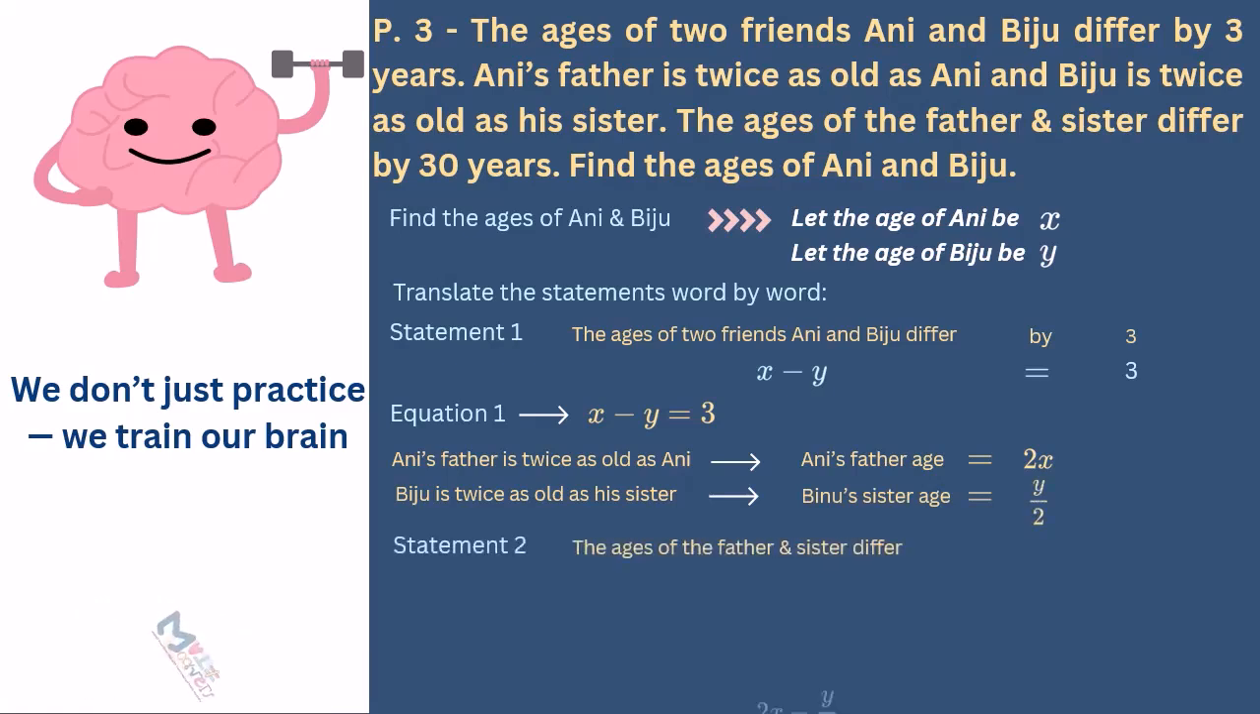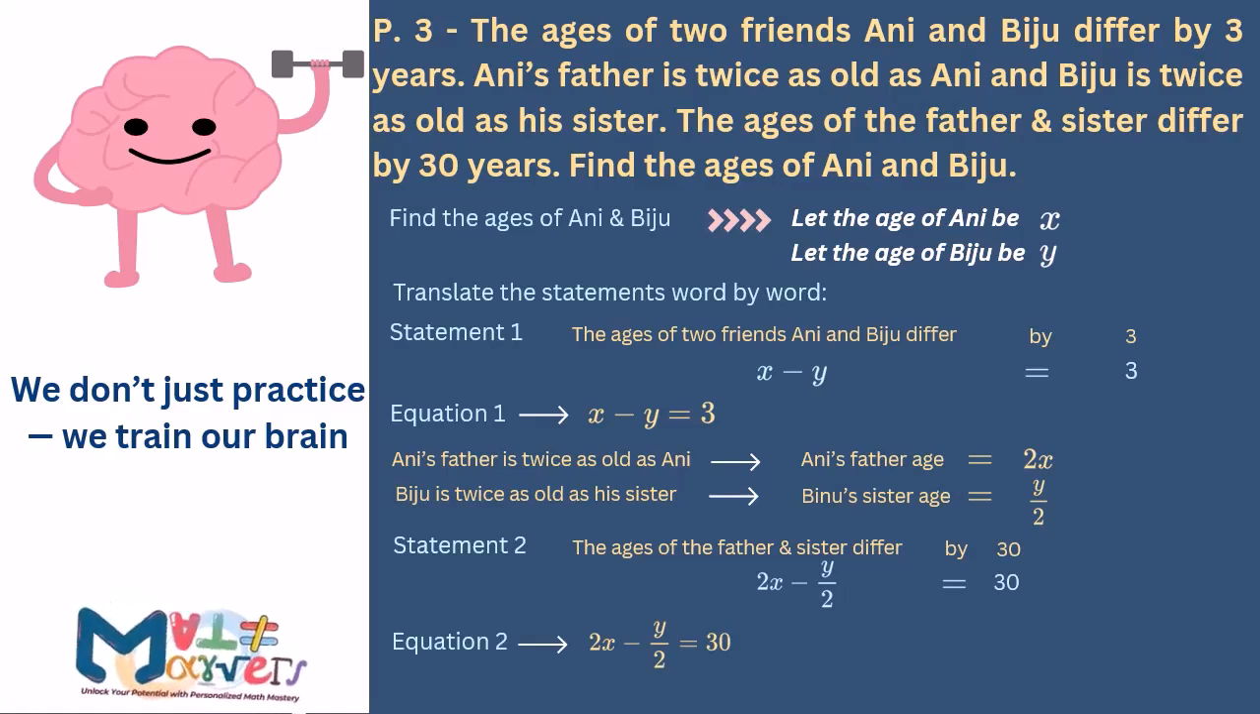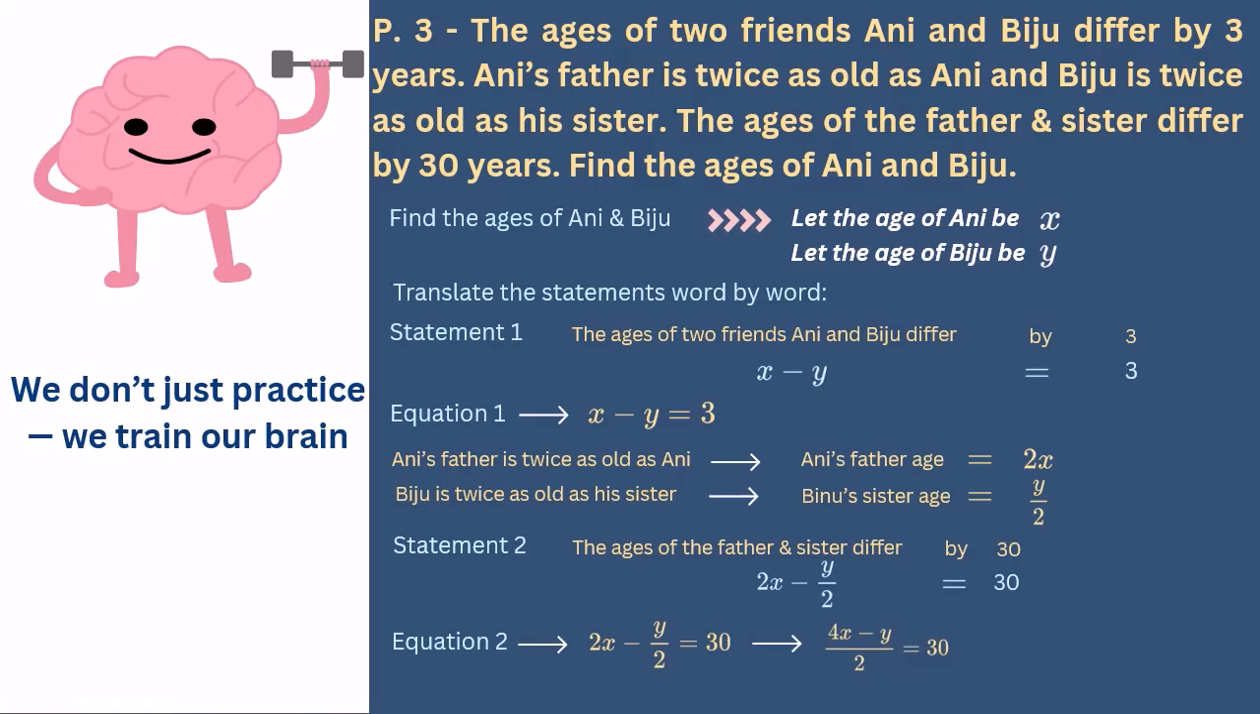Now the condition says the ages of Ani's father and Biju's sister differ by 30. That means 2x minus y over 2 equals 30. Take the LCM on the left hand side. That gives 4x minus y divided by 2 equals 30. Transfer 2 to the right hand side. So 4x minus y equals 60. So our two equations are 1. x minus y equals 3. 2. 4x minus y equals 60.